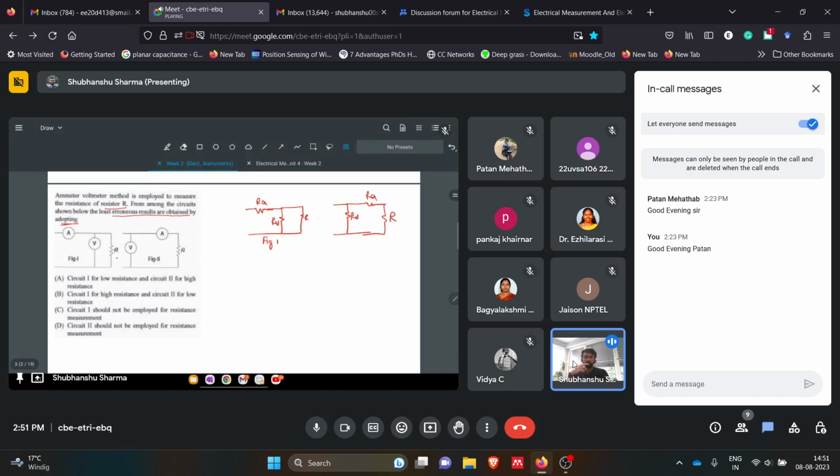So remember what normally the resistance of an ammeter is, and what normally the resistance of a voltmeter is. Accordingly, you don't have to remember any formula. Just based on logic also you can answer this question. Any answers for this?